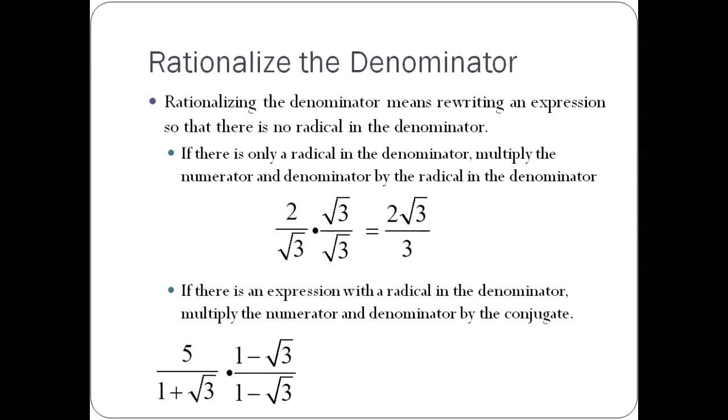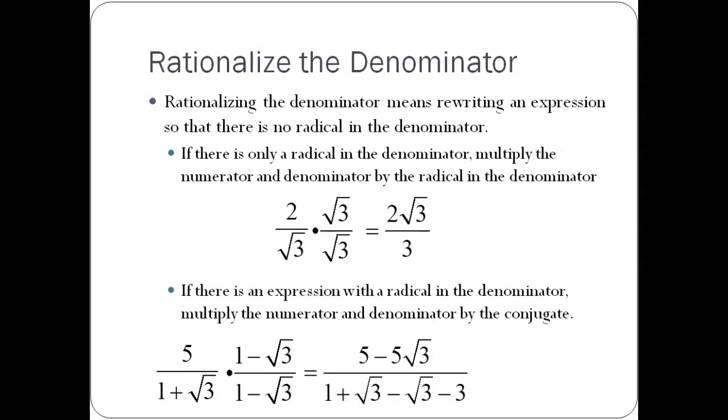So we do 5 times 1, that's 5. 5 times minus root 3, that's minus 5 root 3. And then on the bottom, we're going to do 1 times 1, that's 1. 1 times root 3, that's root 3. 1 times negative root 3, that's negative root 3. And root 3 times negative root 3, that's negative root 9, which is equal to negative 3.